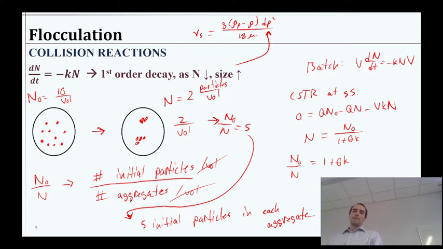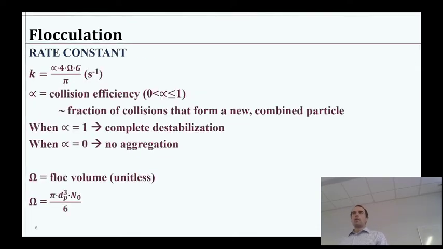So that brings us back to k. We know the mixing intensity is going in there. We know some other stuff is going in there. So what else goes into it? Well, here's our equation. We have k is equal to, we see the G here. So we know that part. But it also has this alpha here, this is collision efficiency.